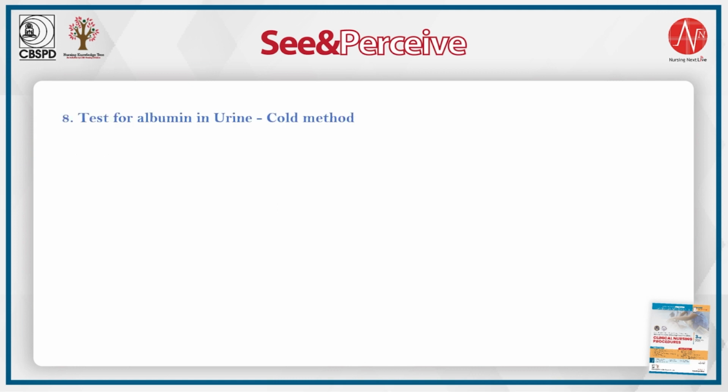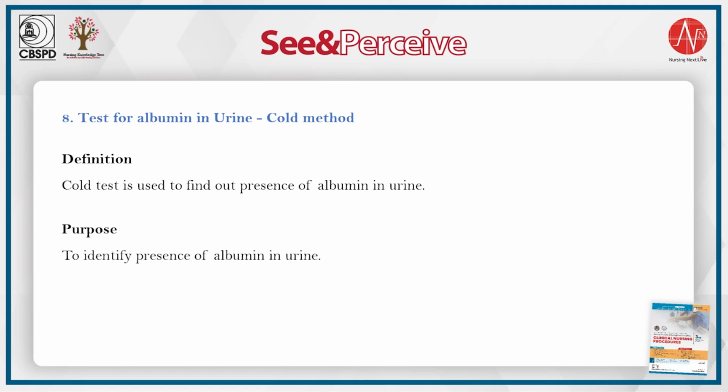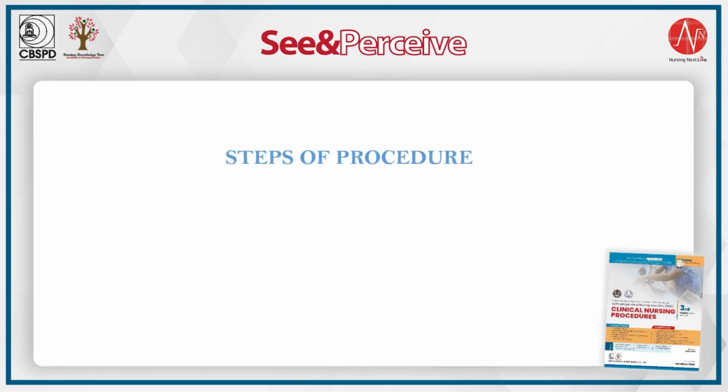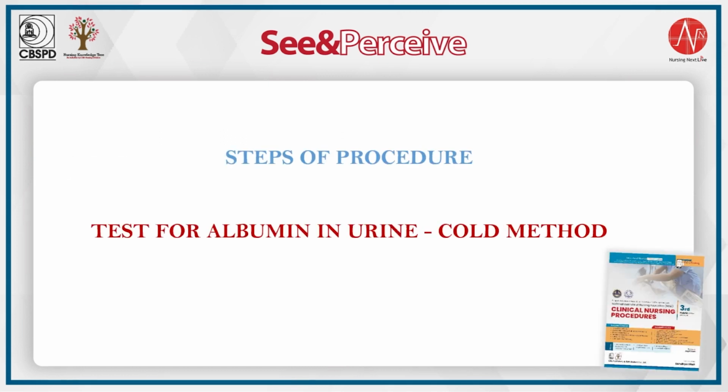Test for albumin in urine. Cold method. The definition is: cold test is used to find out presence of albumin in urine. Purposes: to identify presence of albumin in urine. Steps of procedure: test for albumin in urine, cold method.